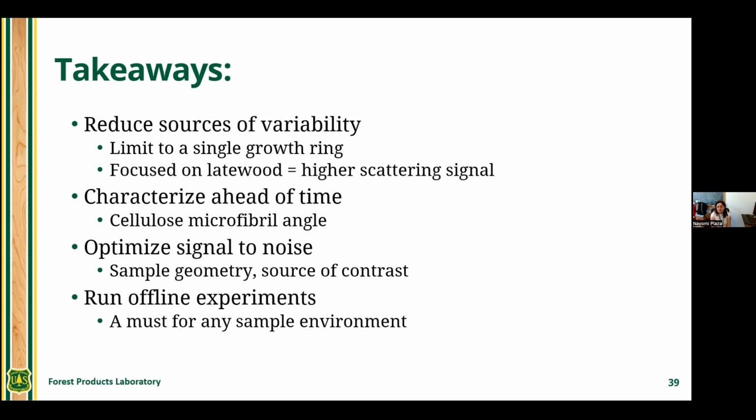Optimize your signal to noise and identify all sources of background. Try to minimize them. Think about your sample geometry. Can you optimize your scattering signal by looking at that? What is your source of contrast going to be? How is it affecting your question? And run offline experiments. I, of course, had to do it because I did a lot of complex humidity control experiments, and those are not the bread and butter of typical instruments. But I think this is a true statement for any sort of experiment, so that you can make sure that you get good, useful data.